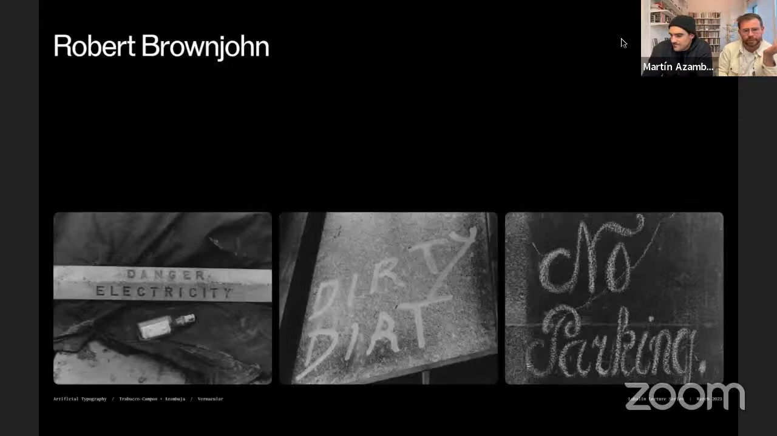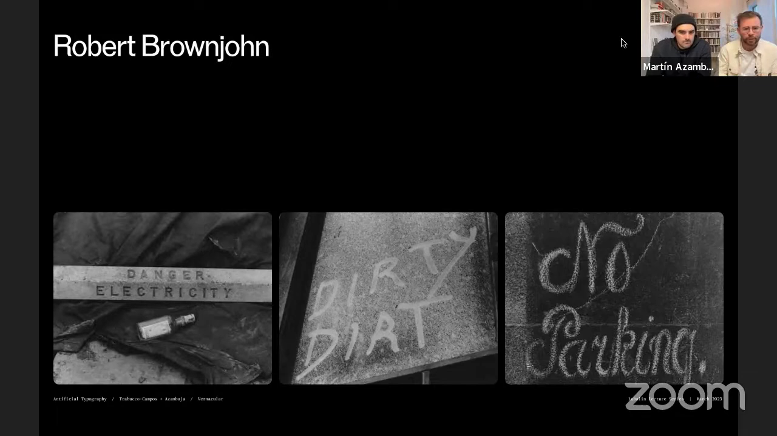Robert Brownjohn, a very famous designer from the 20th century, would collect these images, and there was the vernacular around him in London that was really alive, and lots of this contains how people communicate with each other without the intention of designing. It's purely with the intention of communicating, and that in itself is really important. It means that the field is much larger than what we deem to be designers. People are communicating with each other in so many ways.